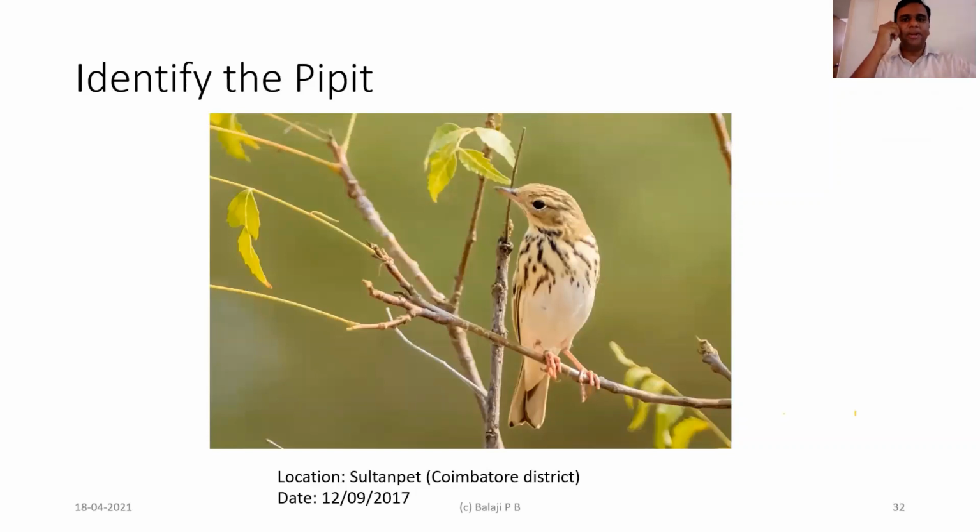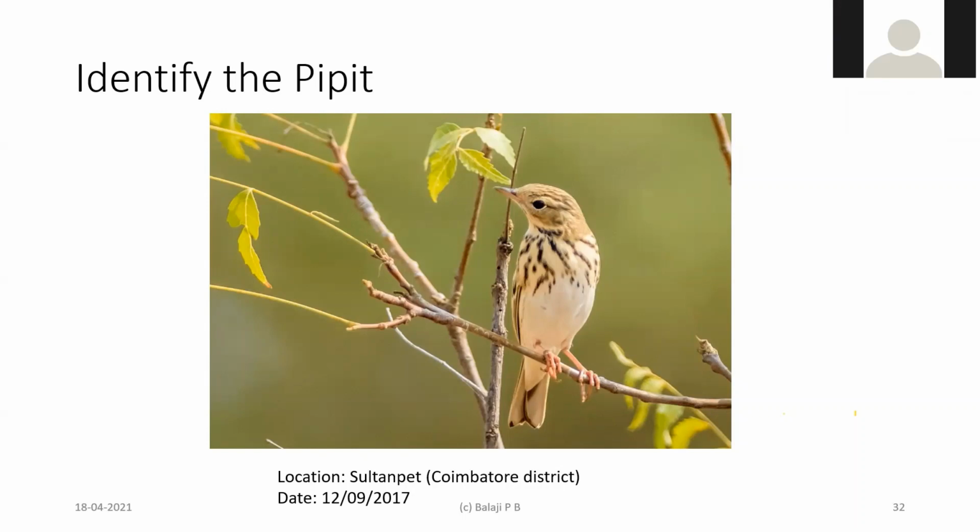So identify the pipit. This pipit was photographed in Sultanbet. It's fairly open country, plains. Sultanbet is in Coimbatore district, if I'm not wrong. And 12th September 2017 is the date of the photograph. Nilgiri pipit? Okay. Is it a tawny pipit?